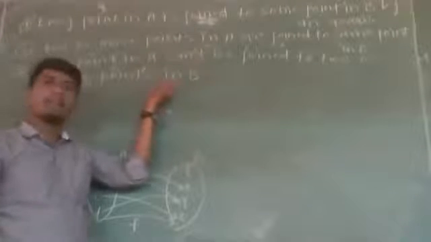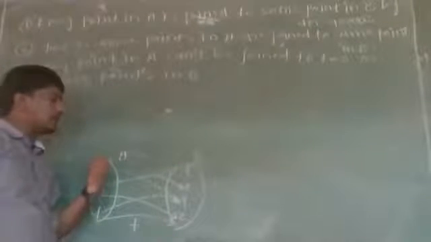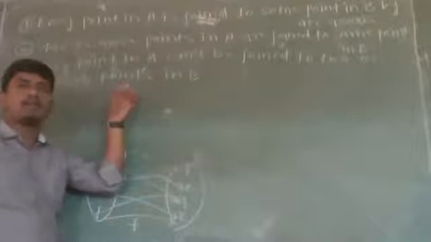Our definition of function states that each element in set A has a unique image in set B. If any element in A is joined to two elements in B, that contradicts our definition of function. Hence, this one is also correct.